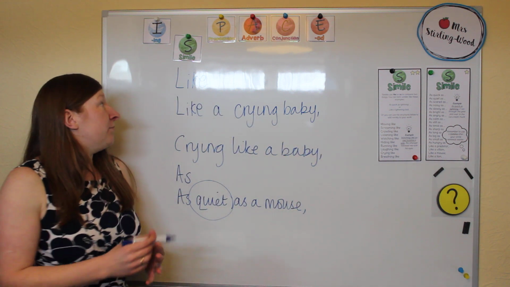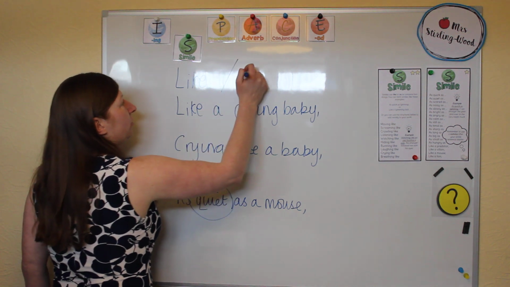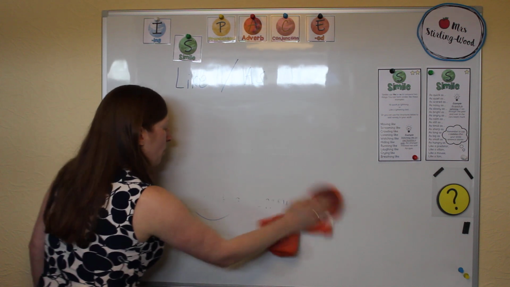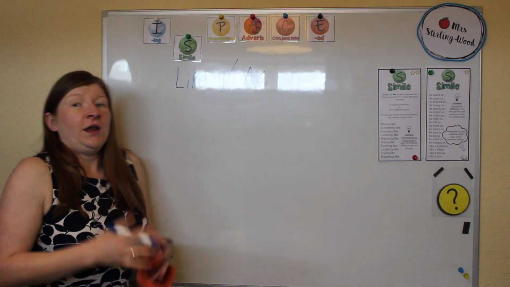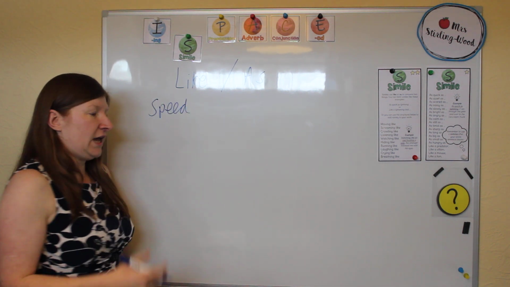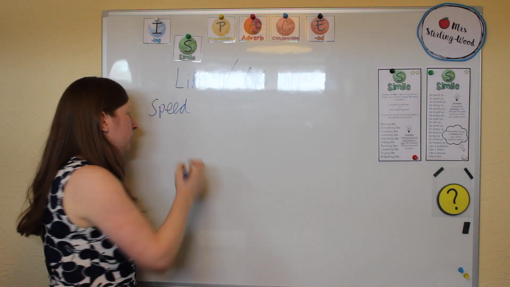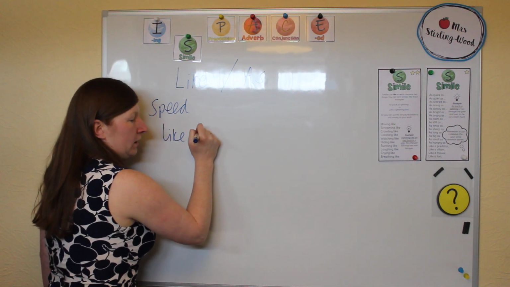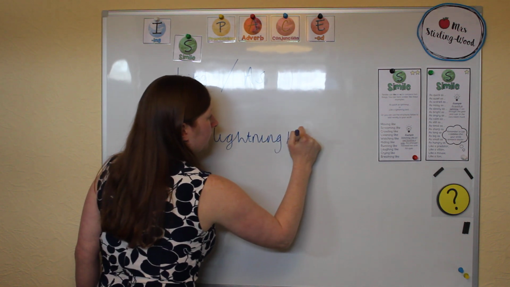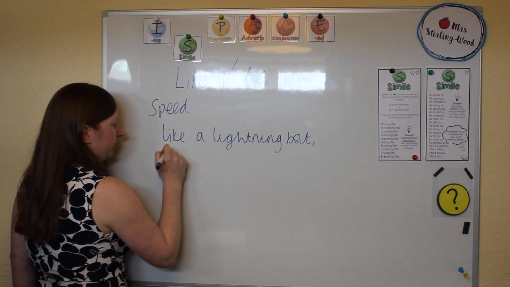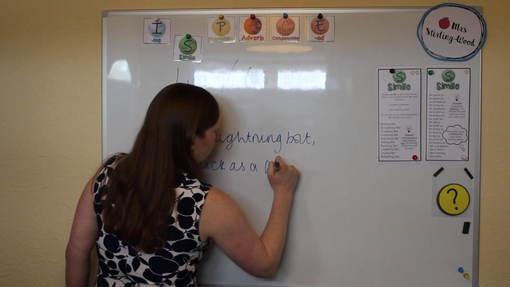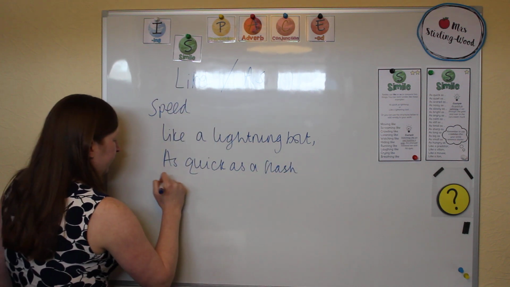I'm going to have a look at one example. So we've got like or as. I'm going to leave that up here and I'm going to get rid of the rest of this. When we want to, for example, convey an idea of speed, we might use a simile, something like a lightning bolt. We might have as quick as a flash. We might have as fast as a cheetah.